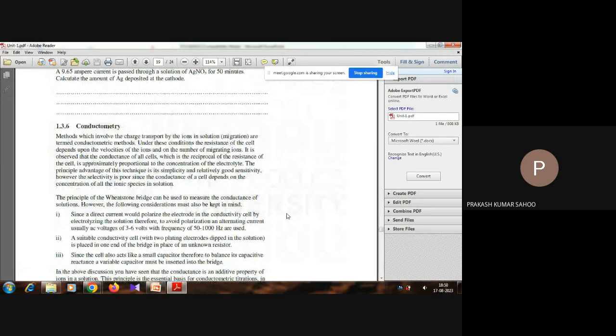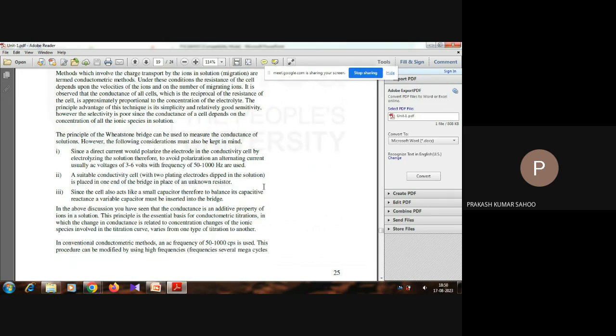And the last part will be conductometry. In conductometry, we have migration in terms of the conductometric method. Under this condition, the resistance of the cell depends upon the velocity of the ion. This depends on the conductance, that is the reverse of resistance, so ohm becomes ohm inverse, or Siemens unit. So here the flow of electrons is measured, that is our conductometry.